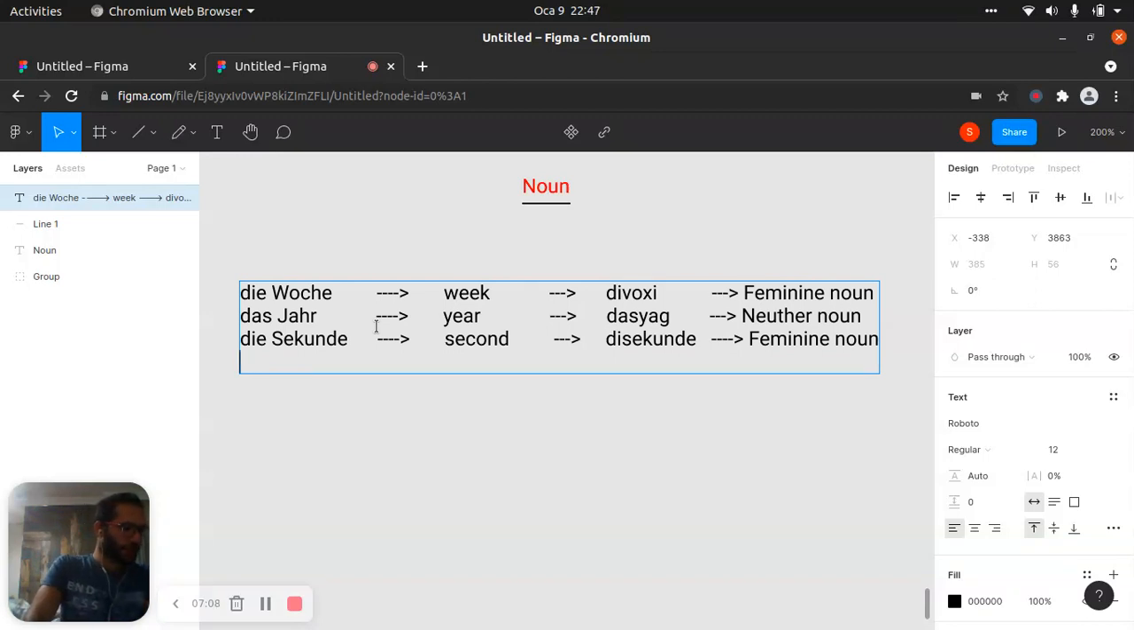Let's look for another one. The other one will be die Stunde, right? Die Stunde is hour. This is hour. You can say ich bin warten drei die Stunde, like I am waiting 2 hours.